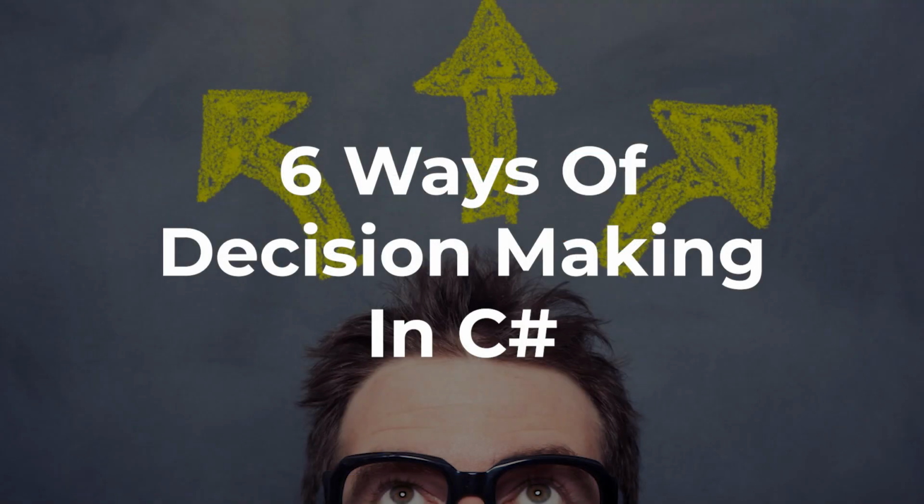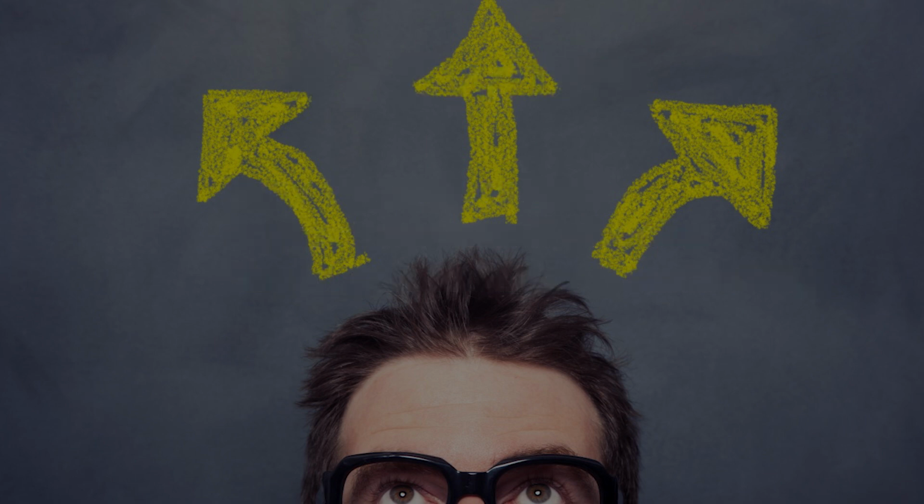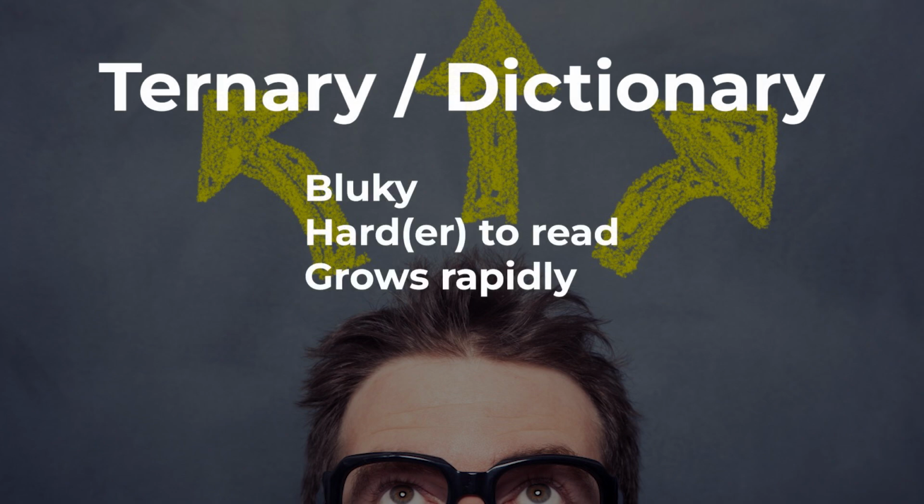Alright, so and here we have 6 ways of decision making in C#. The if statement and the switch are the most used and easiest to understand. Perfect if you want small checks to make, but be careful not to get them too large. The bigger they get, the harder they are to understand. While the ternary operator and dictionary could work, they are bulky and harder to read, and they could, just like an if statement and switch, grow too fast. I rarely use the ternary and the dictionary.